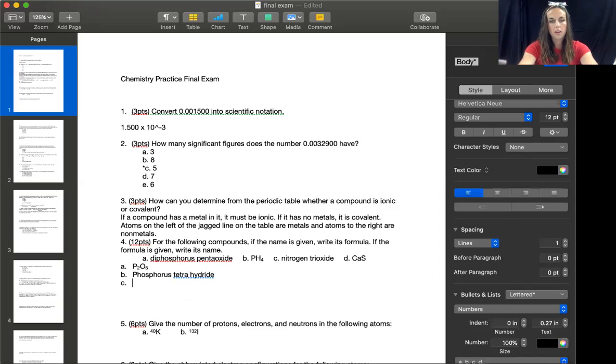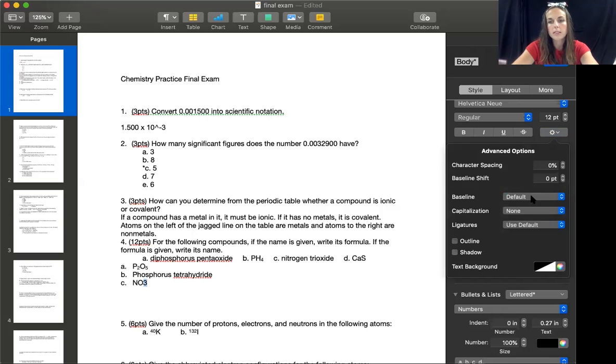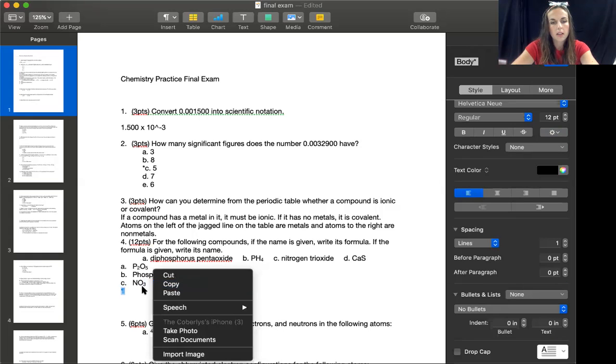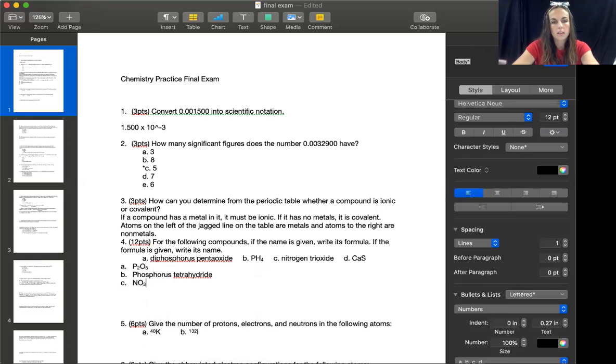Okay. Letter C, and I want this together like I had it. Letter C, nitrogen trioxide. They are giving me the name, so I'm going to do the formula. Nitrogen trioxide means there's 3. Tri means 3. Oxide is oxygen.